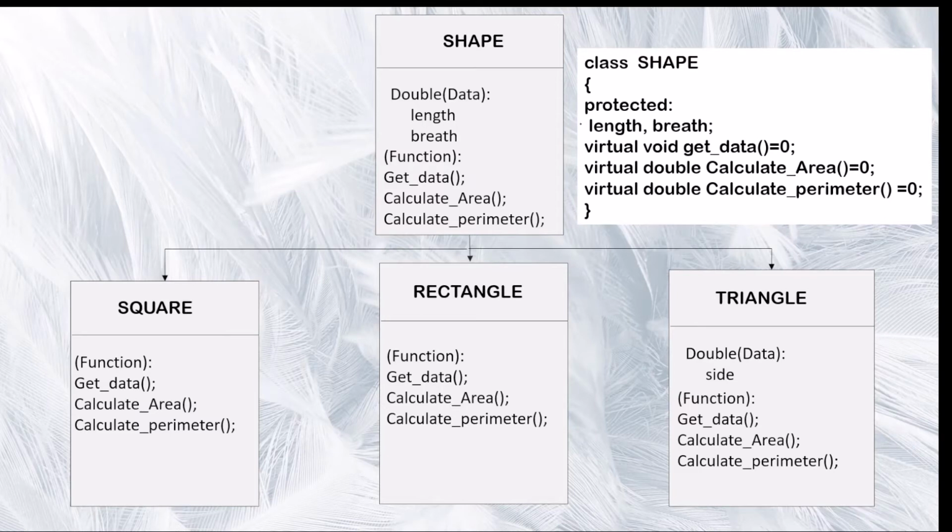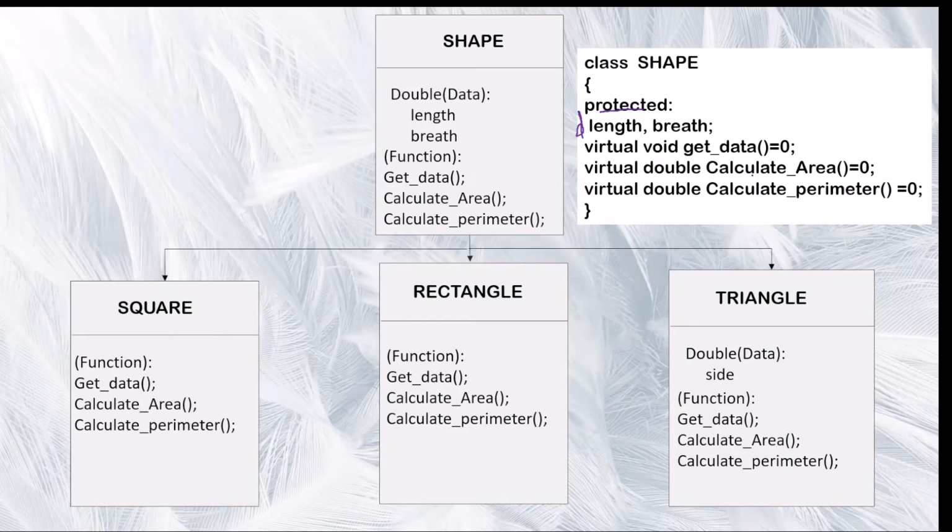So here we are going to declare the object type. It is double length and breadth, and the visibility mode here is protected. We all know the visibility modes. There are three types of visibility modes in C++: private, public, and protected. Private is visible only within the class. Protected can be visible to the derived class. So we are using protected in this base class.